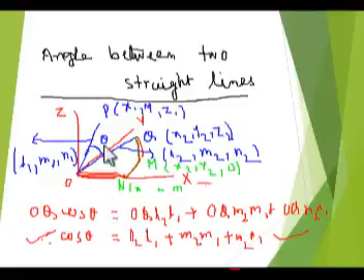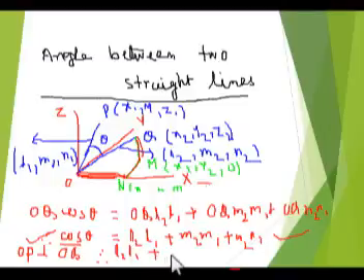So the condition for the two straight lines to be perpendicular is that this must be equal to 0. So the sum of the multiplications of the component direction cosines is equal to 0. This is what we wished to find out, and we have found the angle between the two straight lines OP and OQ.